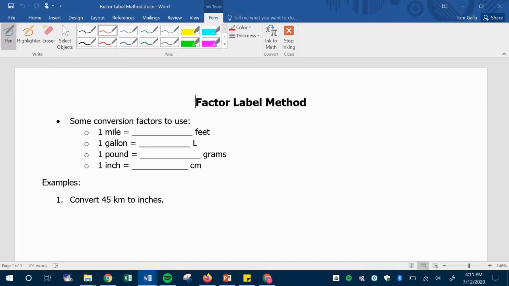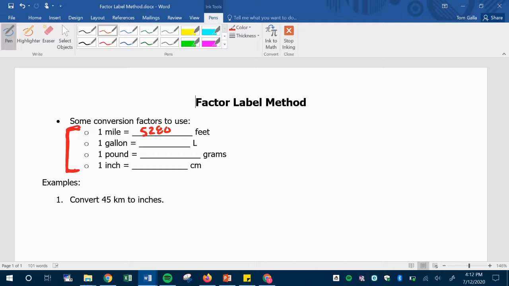Some conversion factors that we can use, and you will have to actually memorize these four in addition to the metric system when you're actually in school. Our first one here is 1 mile, and 1 mile is equal to 5,280 feet. If you've ever watched Remember the Titans, there's a scene in there where the coach yells, how many feet are in a mile? 5,280.